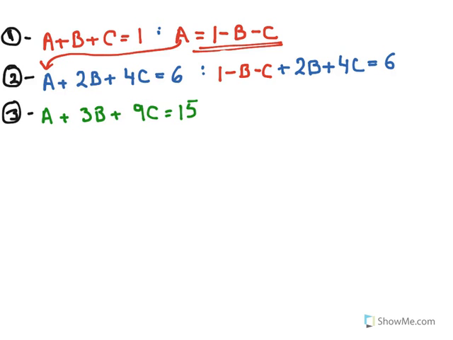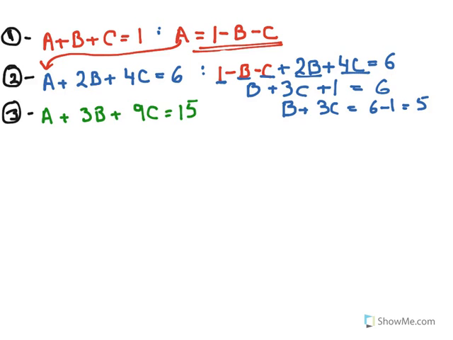So now we can rearrange this equation to get it in just terms of b and c. 2b minus b would give us just plus b. 4c minus 1c would give us 3c. And we have 1 over here, so plus 1 equals 6. So let's rearrange that so we get just in terms of b and c. b plus 3c equals 6 minus 1, which is 5. So what does b equal then? b by itself is going to equal 5 minus 3c.